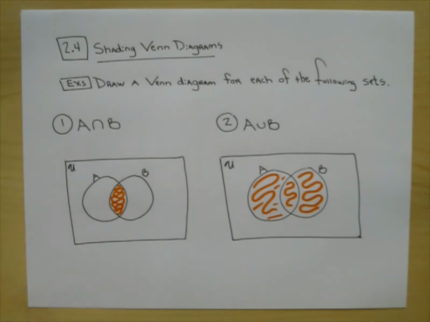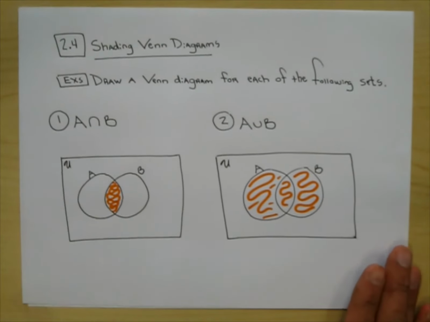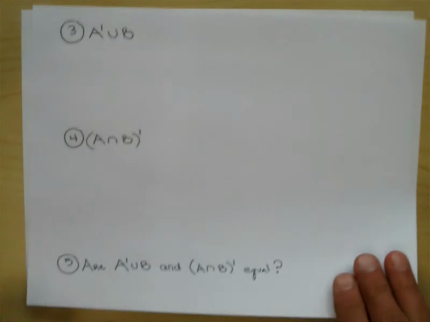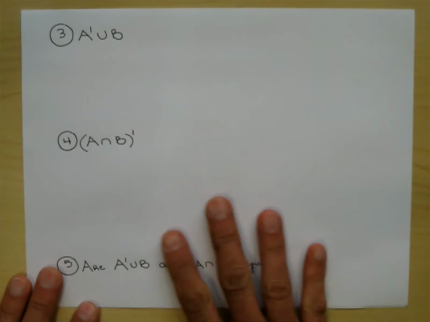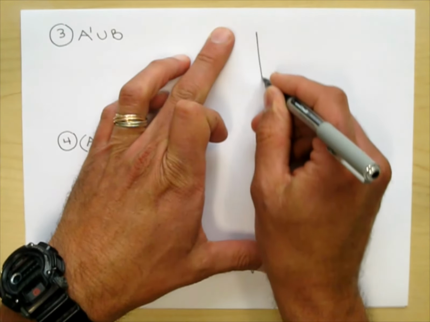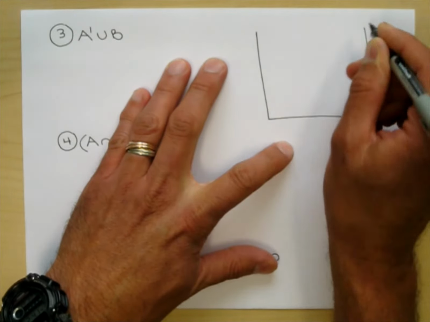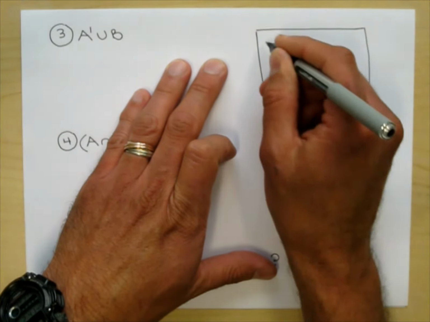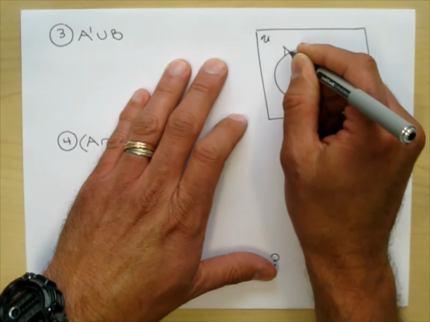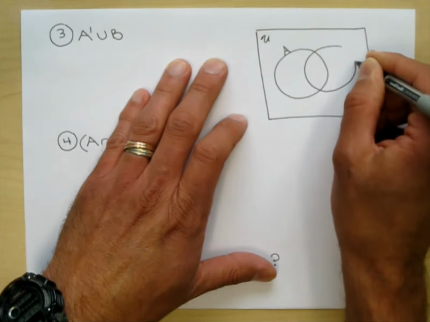Okay, now the problems are going to get a little tougher, and we're going to show you a way of doing the shading where you don't have to hurt your brain that much. So the next few that we do are going to be a little bit more complicated. So here we have this one right here. Okay, so problem number 3. I'm going to go ahead and put the Venn diagram right there. There's the universal set. Here's A. Here's B.